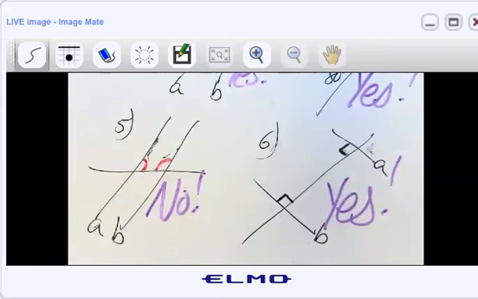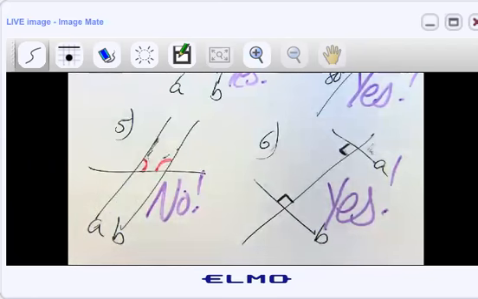Okay. All right, let's practice some more. What I'm going to do now is focus on just numbers. I'm going to give you numbers, and we're going to see if we can figure out what the missing angles are going to be. Okay?